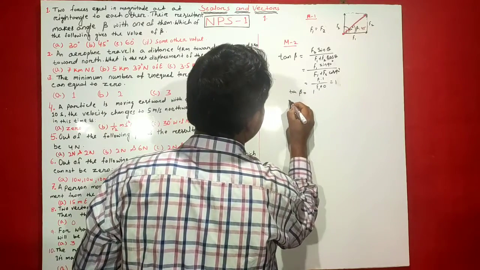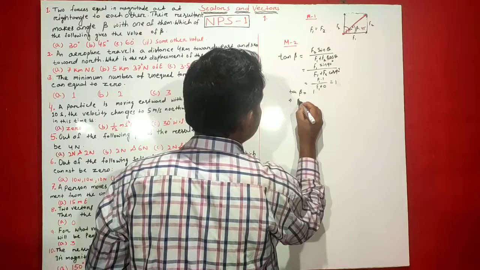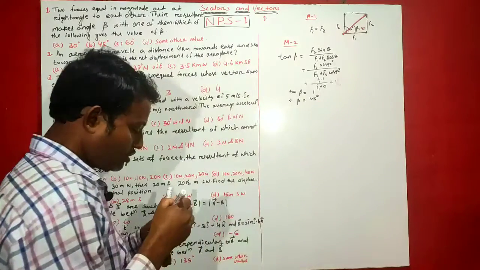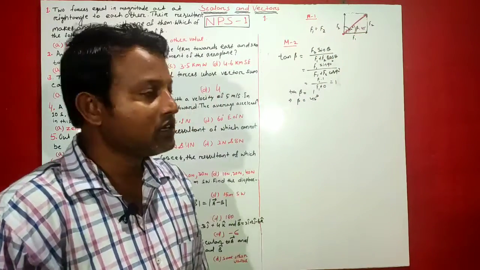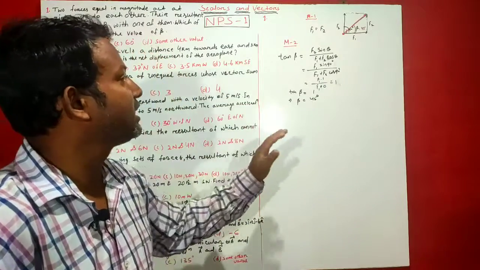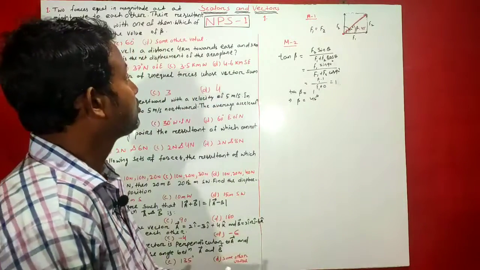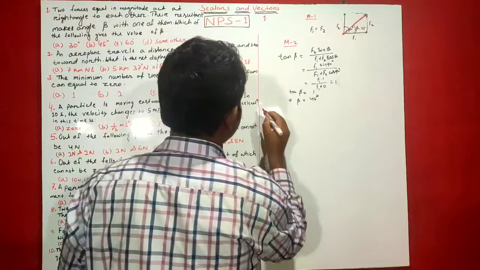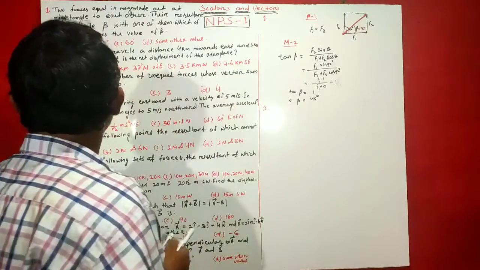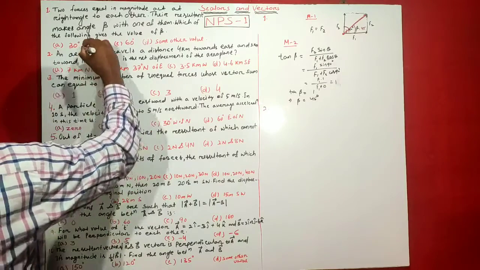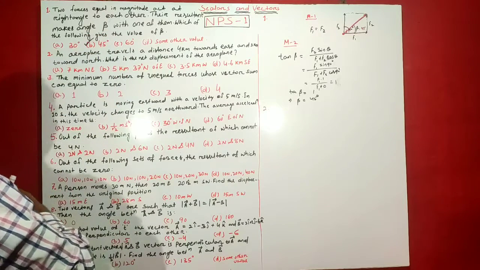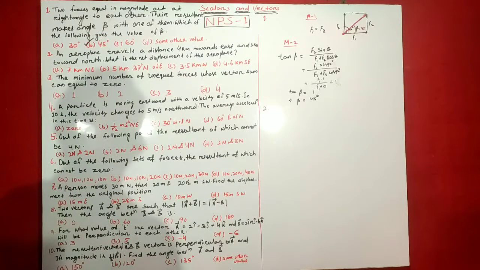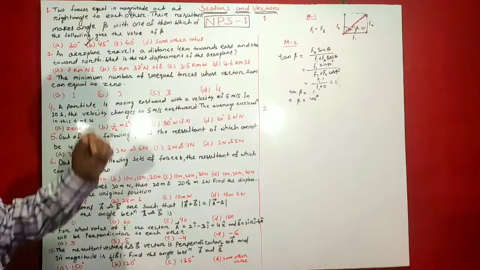So tan beta is equal to 1. So beta is equal to 45 degrees. This is our visual method and this is our bookish method, or you may say using the formula. Next, numerical number 2. This is our correct answer, 45 degrees. Next, an aeroplane travels a distance 4 km towards east and 3 km towards north.